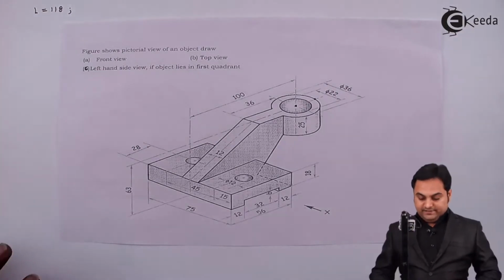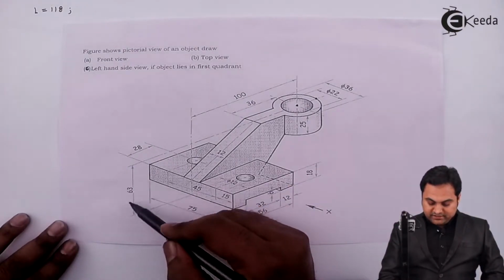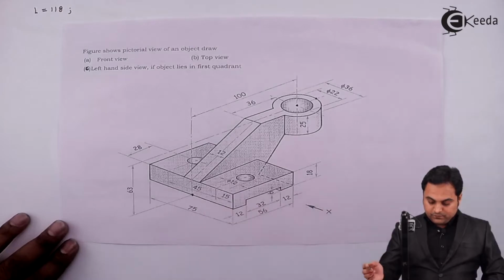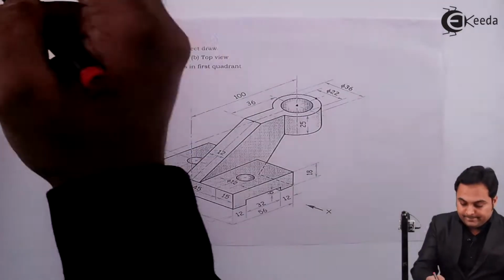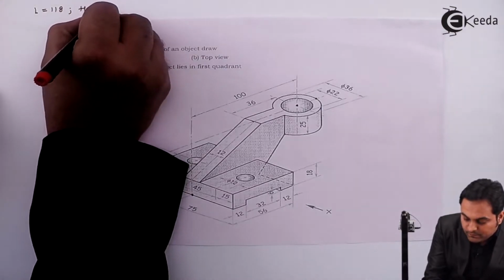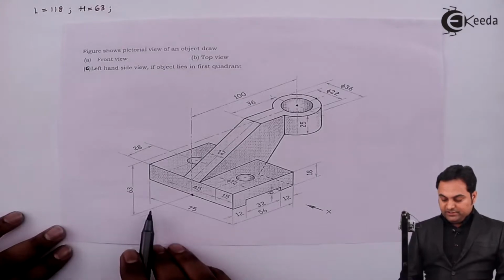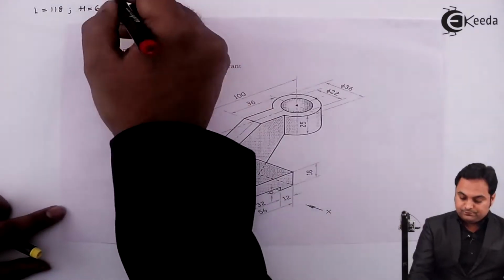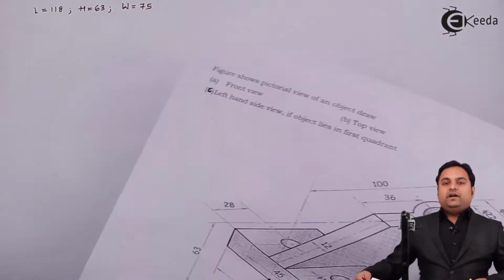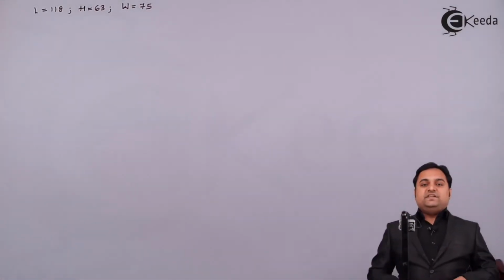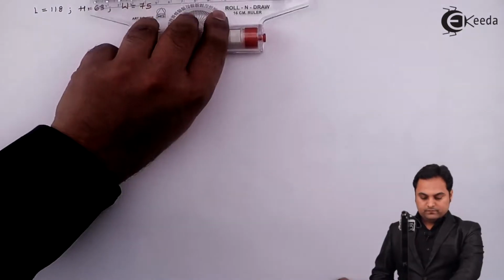Next, the total height, and it is very simple here. The total height is directly given from the bottom to the top. This height is 63 mm. And then the width is 75. The total width here is 75 mm. Once we know the total length, height and width, I'll explain the spacing, that is where to draw the front view, top view and side view. Let us get started.